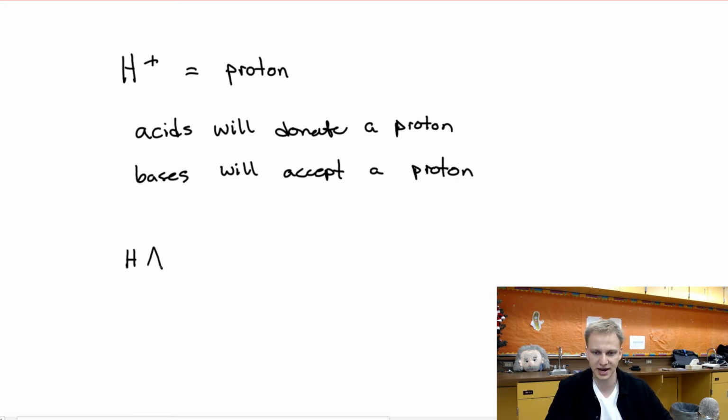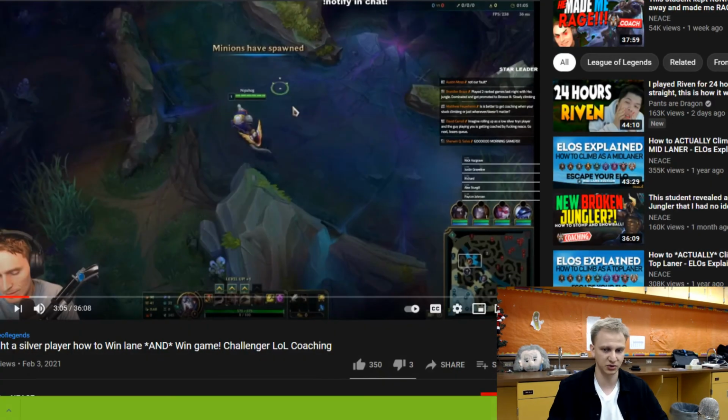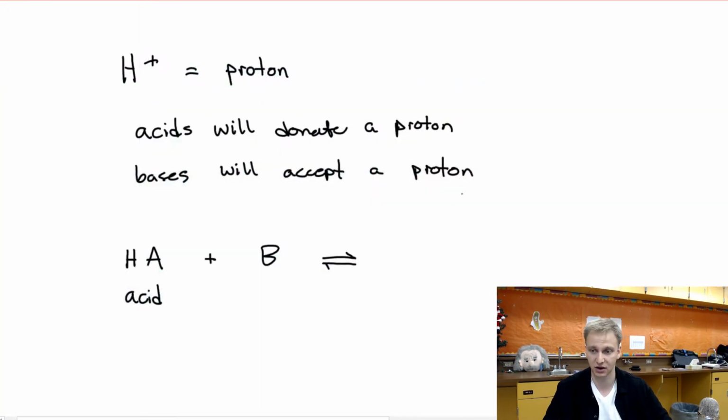One of the common demonstrative reactions is this one here, where we have some sort of acid, which has a hydrogen on it, and some sort of base. It doesn't have to have hydroxide, but it may. And then those are going to react to produce our conjugate acid and our conjugate base. And so our conjugate acid will be like this, and our conjugate base will be like this.